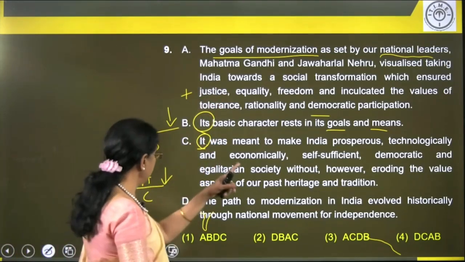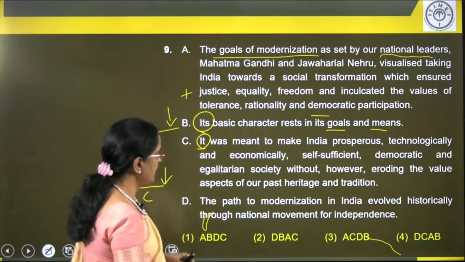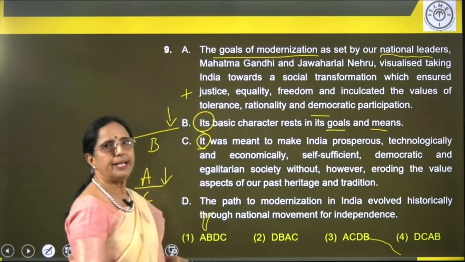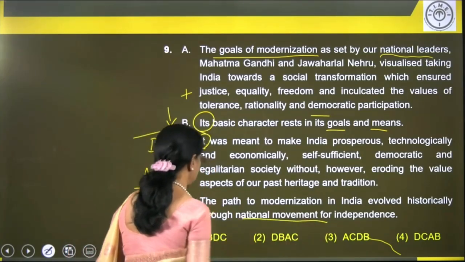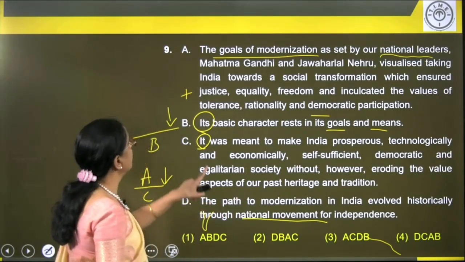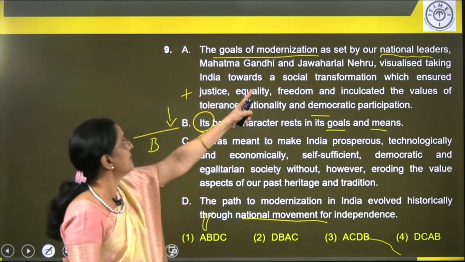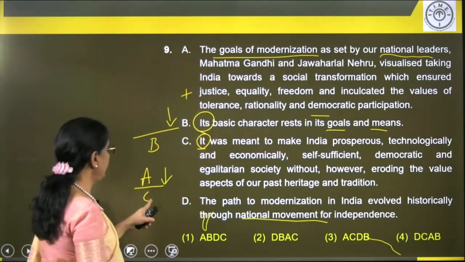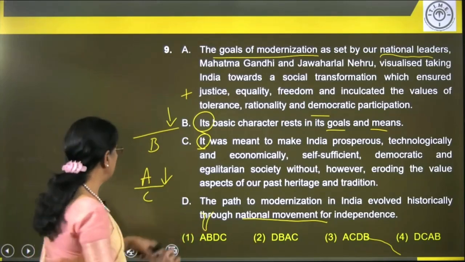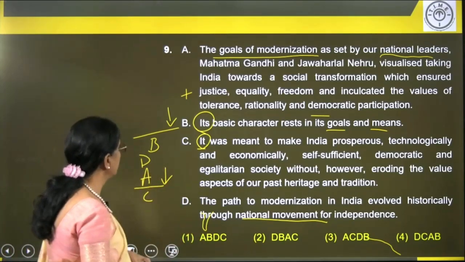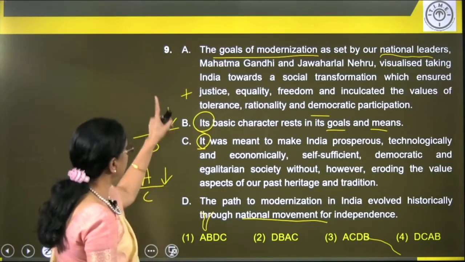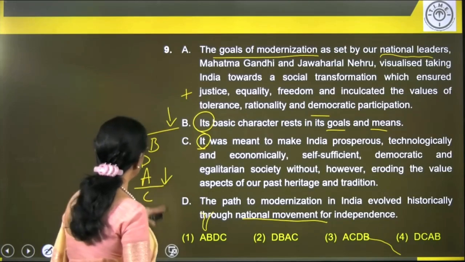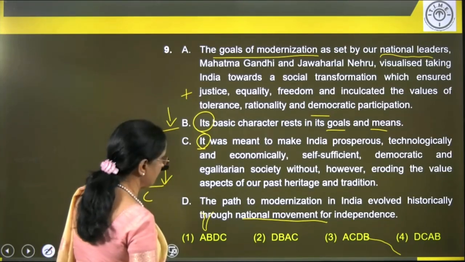Got it? Okay. Then the path to modernization in India evolved historically through national movement for independence. National movement. The path to modernization. Next comes the goals of modernization. It's not AD, it is DA. But anyways, we decided AC, so AD is not possible. So it is D. Alright? DACB. Do you have DACB anywhere here? Oh no, you don't have DACB. Alright, so it should be DABC.